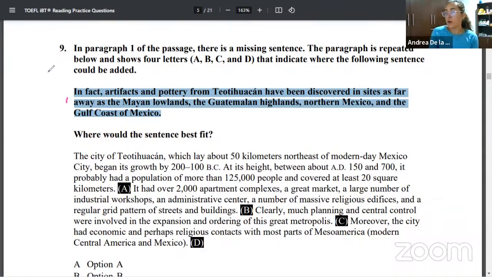Okay, guys? So I will give you 2 or 3 minutes to try to answer this question, and then we'll discuss the strategies for this specific question. Right, guys? Go ahead.